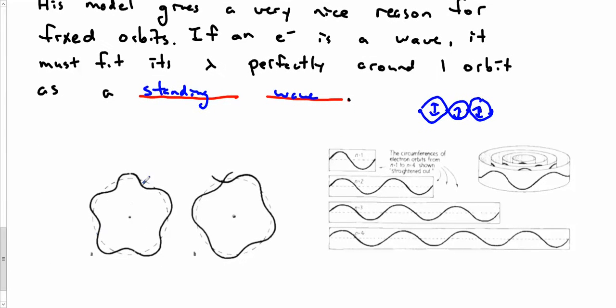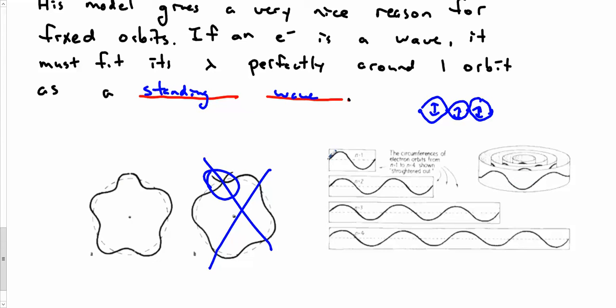So here's a standing wave, and there's an equal number of wavelengths all around. In this diagram, there is not, right, like node is not meeting node, crest is not meeting crest. Right here I've got a problem. So this would not be an allowed wavelength of an electron. This one would.